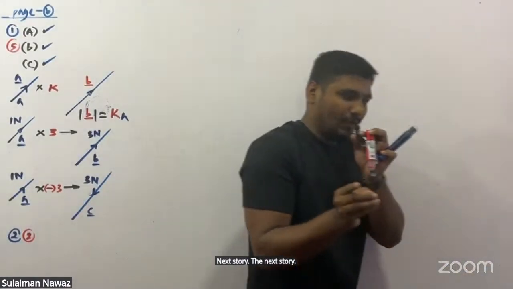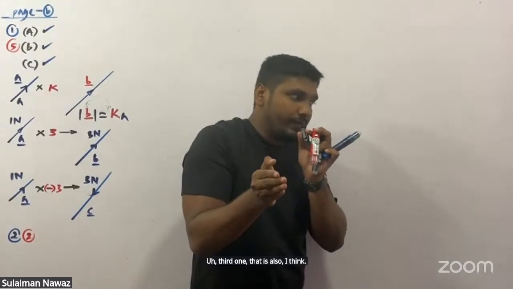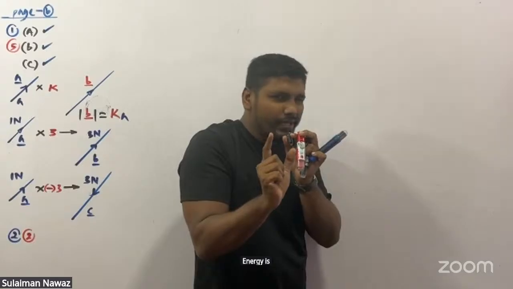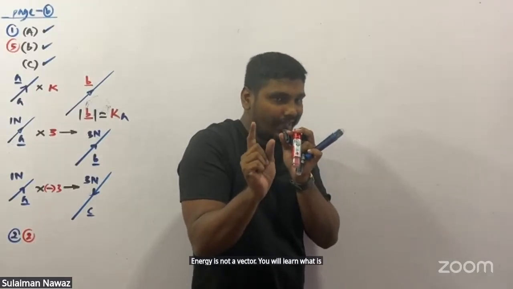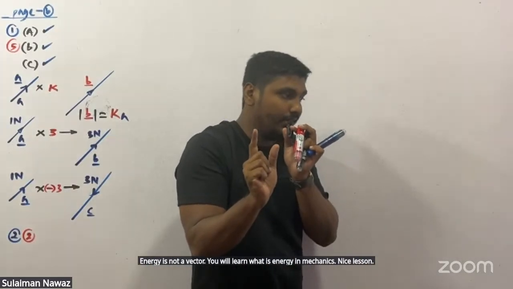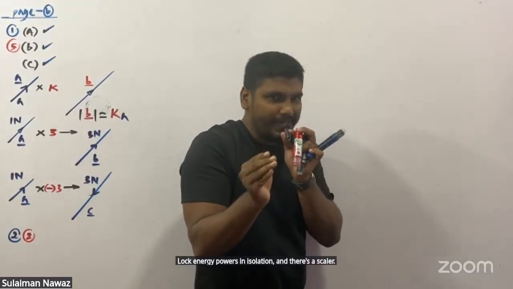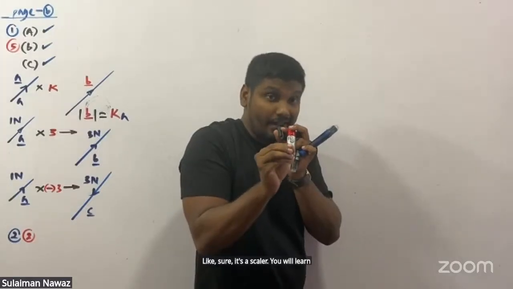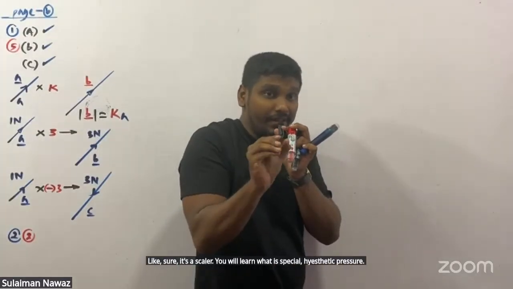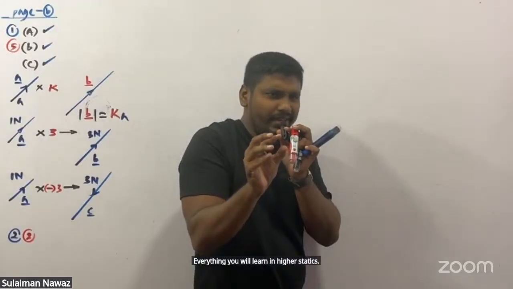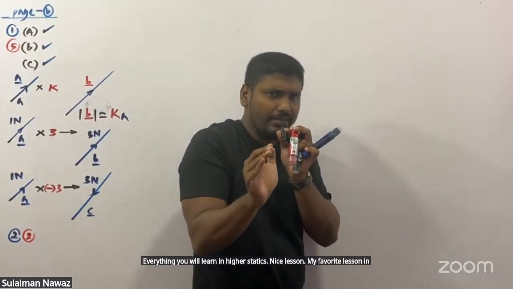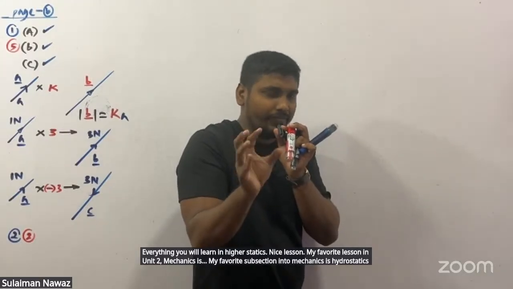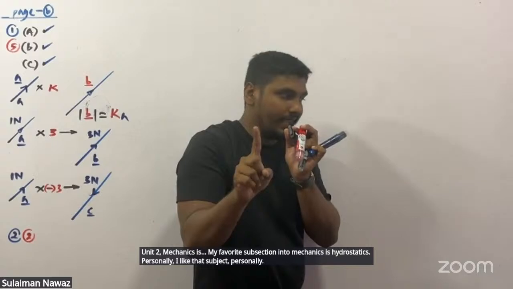The third one is also a very easy question. Which of the following physical quantities is a vector? Energy is not a vector. You will learn what energy is in mechanics. Work, energy, power is a nice lesson. Energy is a scalar. Speed is a scalar. Pressure is a scalar. You will learn what pressure is, hydrostatic pressure, everything, in hydrostatics. My favorite subsection in unit 2 mechanics is hydrostatics. Personally, I like that subject. Pressure is a scalar.